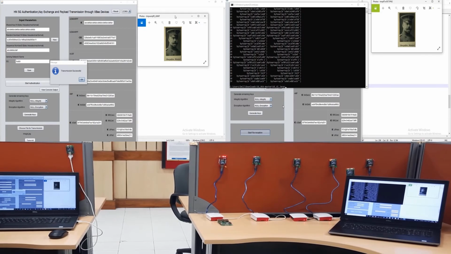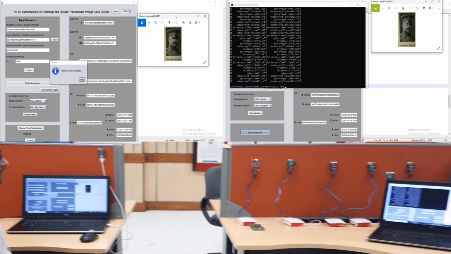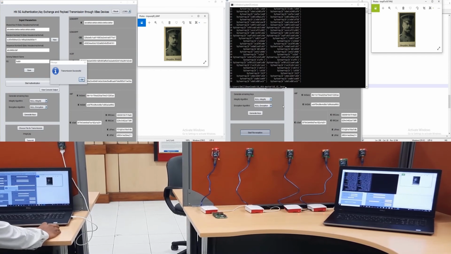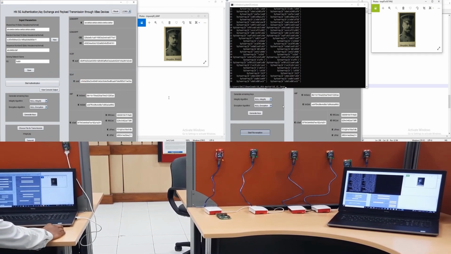We can see that on the UE side we have also received the same image, and we get the message of transmission successful. Thank you.